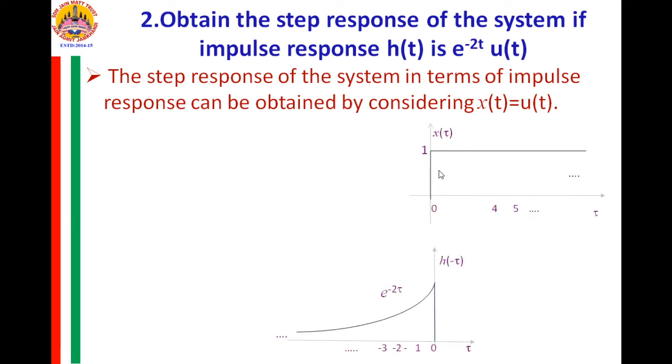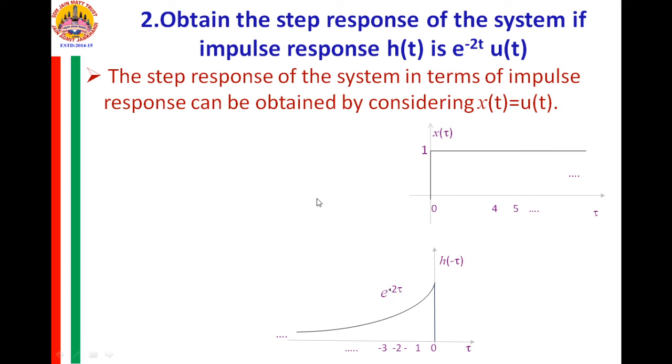So x of t is sketched here, which is u of t. I am sketching it directly with respect to tau, and then h of t, which is e raised to minus 2t u of t. In the previous example only we have sketched this. I have directly reflected this about the origin and written here. Now this is e raised to plus 2 tau. So this is h of minus tau, which is e raised to 2 tau.